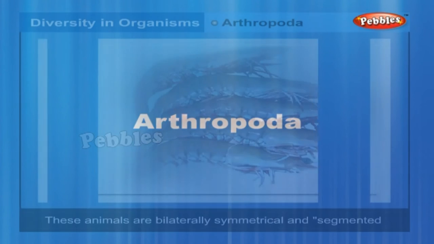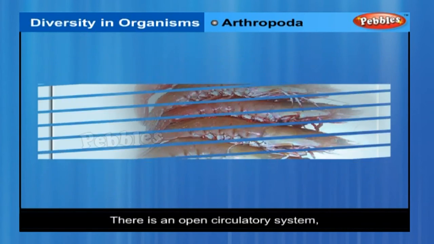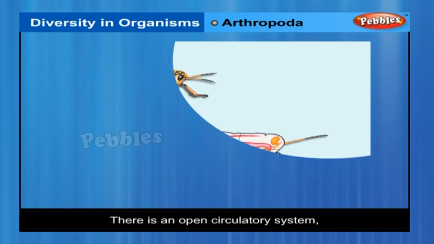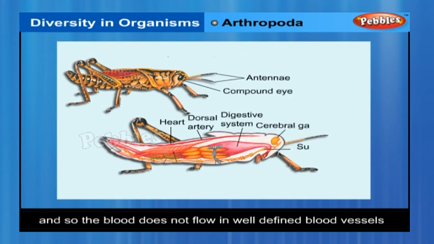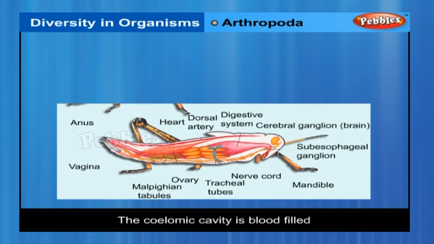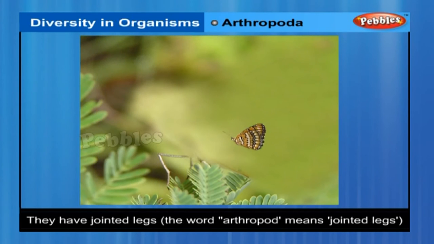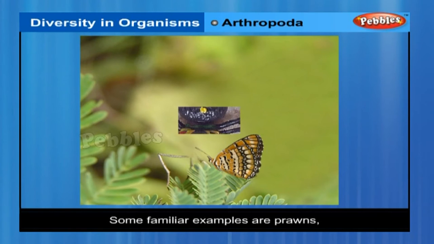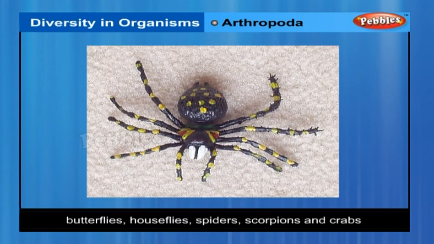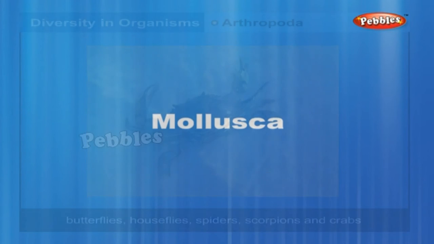Arthropoda. These animals are bilaterally symmetrical and segmented. There is an open circulatory system, and so the blood does not flow in well-defined blood vessels. The coelomic cavity is blood-filled. They have jointed legs. The word Arthropoda means jointed legs. Some familiar examples are prawns, butterflies, houseflies, spiders, scorpions, and crabs.